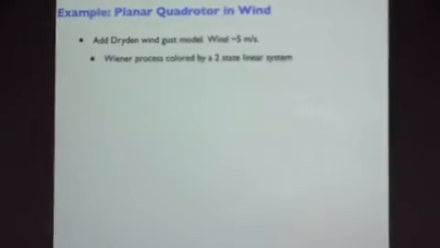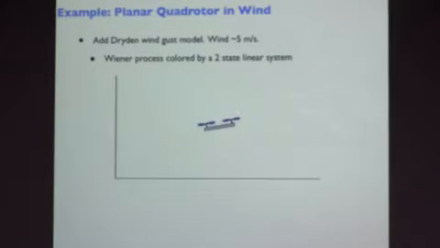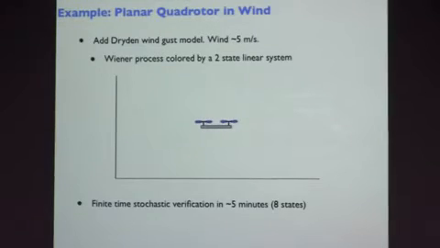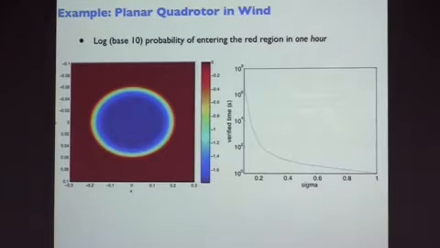Okay, so here's just an example. Take that quadrotor model, add some wind gusts to it, and now it's being buffeted by wind. And we ask the question: if I were to draw some region like this, in 6 dimensions, can I bound the probability of leaving that region subject to this wind gust model? We ran this optimization, which took about 5 minutes for 8 states on our computer, and it gives bounds that I'm pretty happy with.